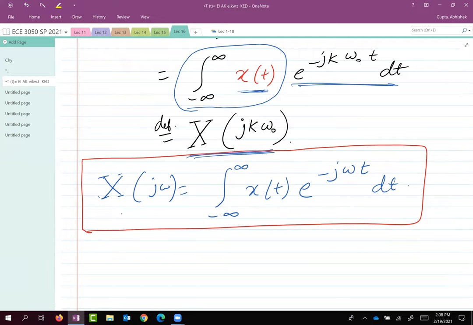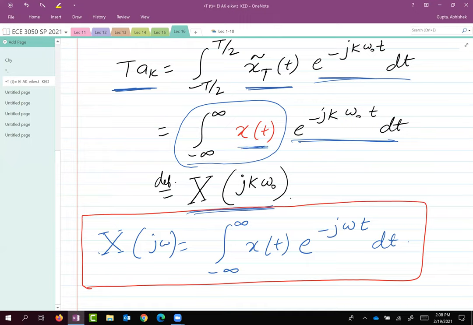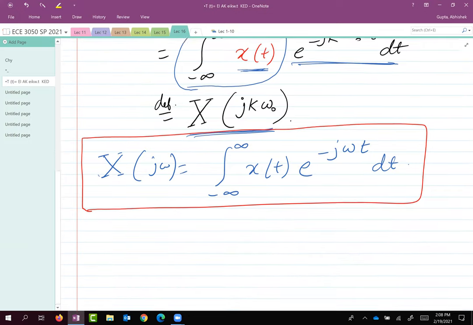Okay, any questions so far? We have just done some simple manipulation.